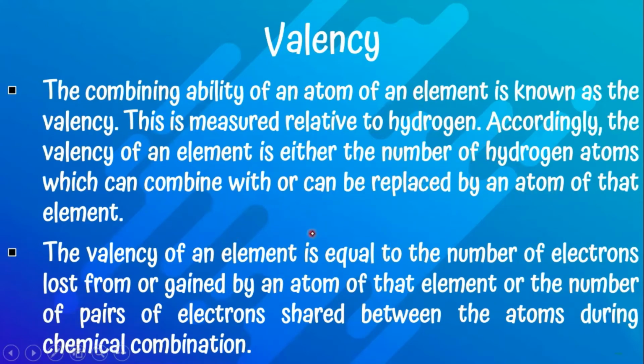The valency of an element is equal to the number of electrons lost from or gained by an atom of that element, or the number of pairs of electrons shared between the atoms during chemical combination.